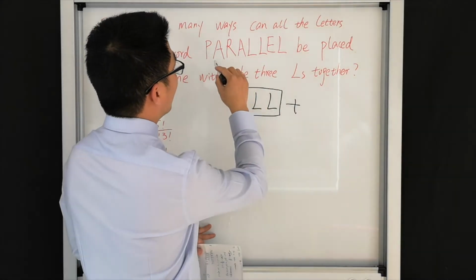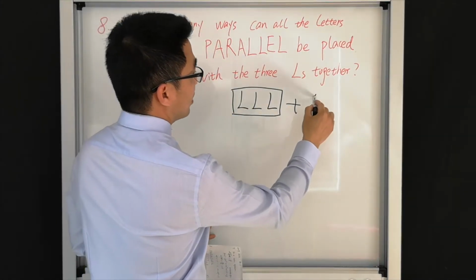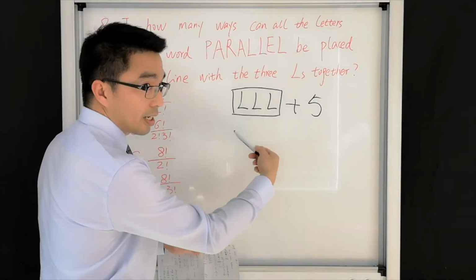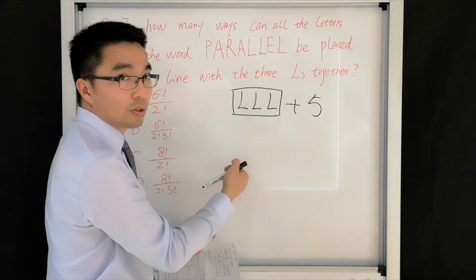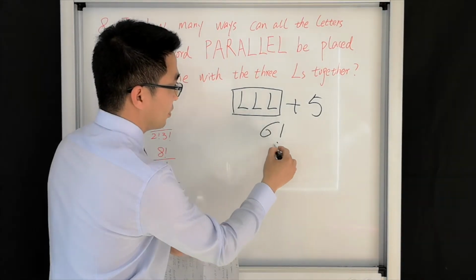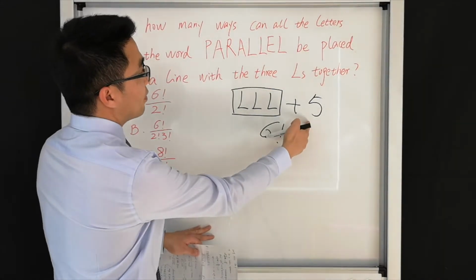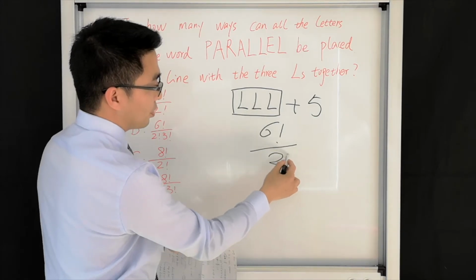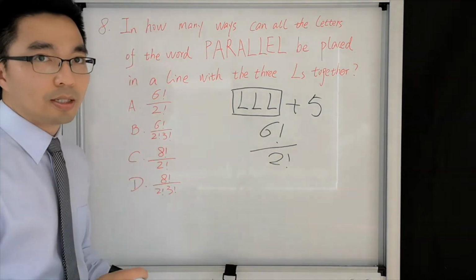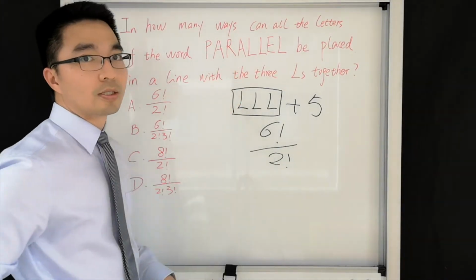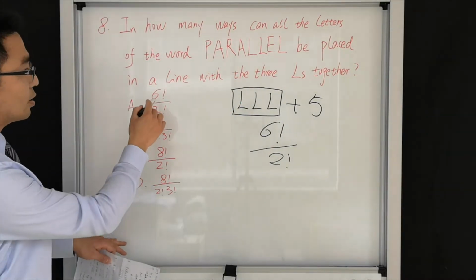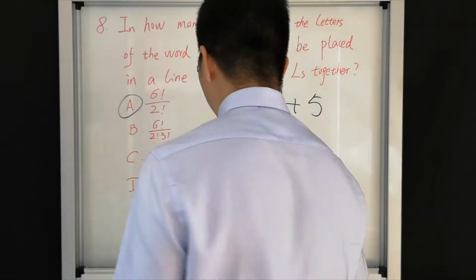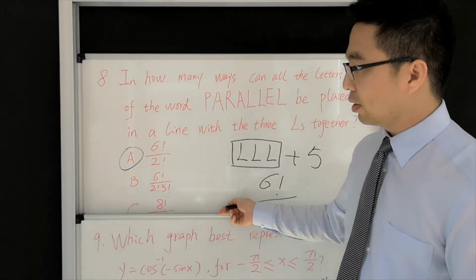And in addition, we have another 5 letters. The total number of ways to arrange these is 1 letter plus 5 letters, so in total we have 6 letters, which is 6 factorial. But among these letters we have 2 A's. That's why we have to divide by 2 factorial to eliminate the overcounting of these 2 A's. So the answer should be 6 factorial divided by 2 factorial, which is A.